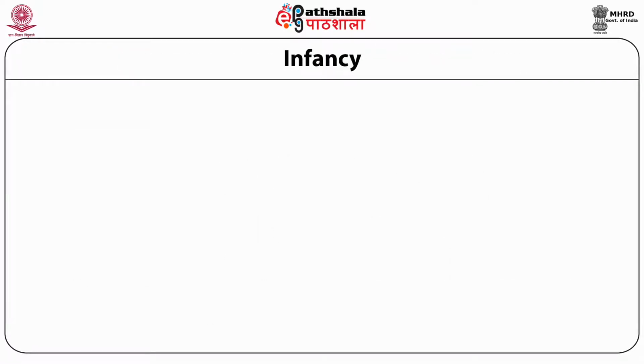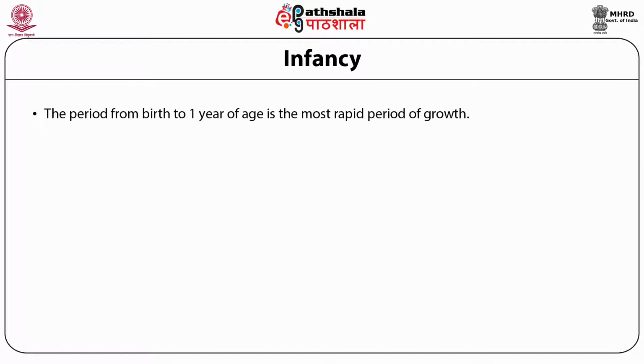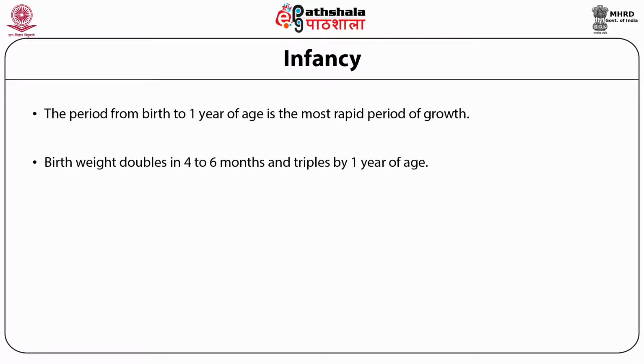Now let's talk about the stage of infancy in human growth and development. Infancy can be defined as the period from birth to 1 year of age, which is generally classified as the most rapid period of human growth. During this 1 year of age, the birth weight doubles by 4 to 6 months of age, and it gets tripled by 1 year of age. And during this infancy stage, by 1 year, the length increases about 50%.